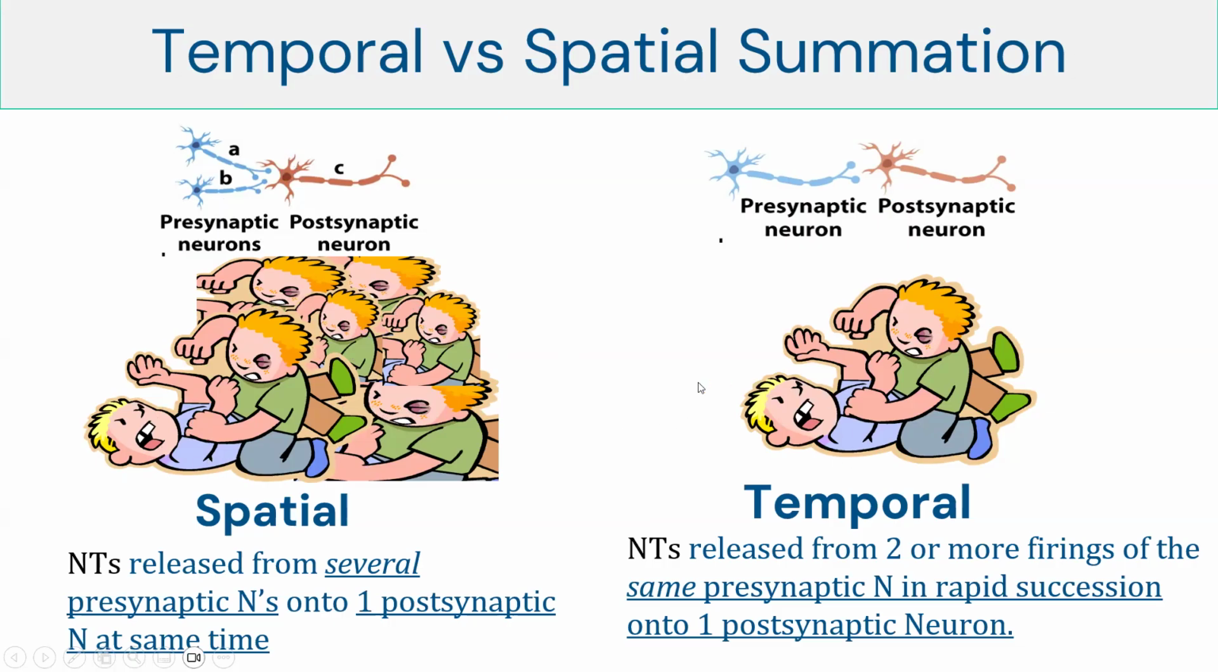For temporal, we have one presynaptic neuron that's sending multiple action potentials, multiple signals, to our postsynaptic neuron. So now at least we have a fair fight. We have one green shirt, one blue shirt, but our green shirt is punching our friend over and over and over again, which is going to amplify the effect. So I think these are a great way to remember the difference between spatial and temporal.